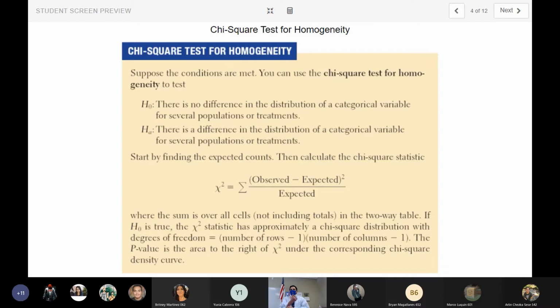We start by finding the expected counts, calculate the chi-square statistic, and then use that chi-square statistic to find the p-value based on degrees of freedom, which are the number of rows minus 1 times the number of columns minus 1. And that p-value is the area to the right of chi-squared under the corresponding chi-square density curve.